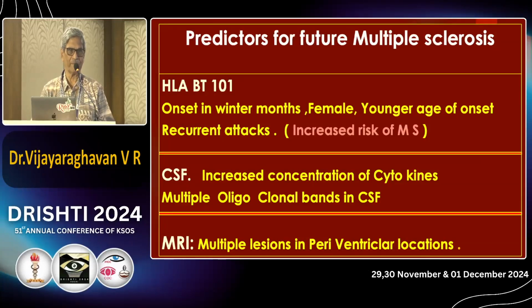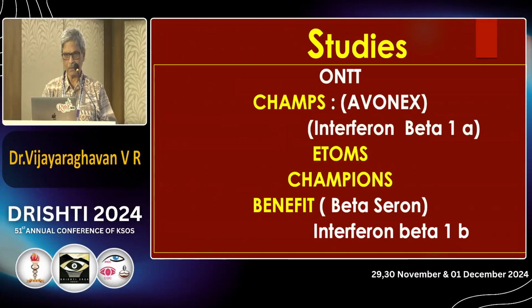BT101. This fellow, a female, if they are having this, they are notorious to develop multiple sclerosis in future. BT101. These are some of the studies concerned with optic neuritis to get the treatment, mainly for multiple sclerosis. All of you, the PGs, should know this.